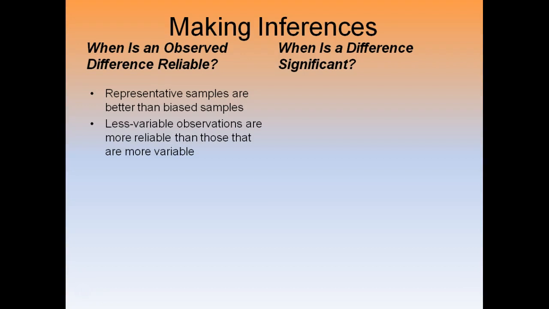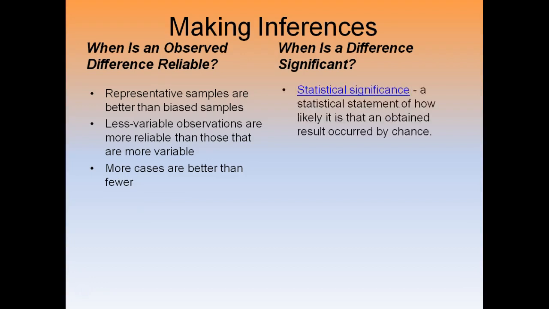Second, less variable observations are more reliable than those that are more variable, meaning the more that you can control and not have other things impact your observation, the more reliable they are. And the more cases you have, the better off you are. So you want to be studying more than one person. You don't just want to study one person.